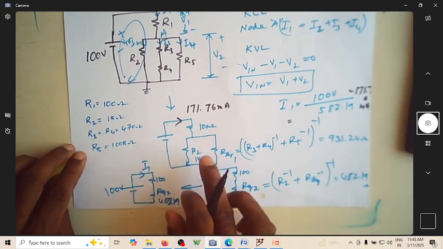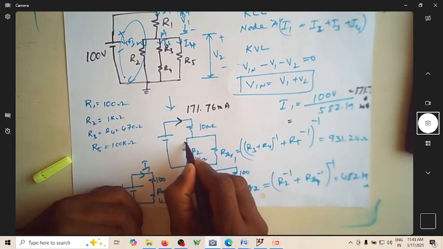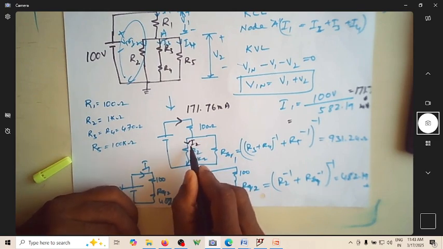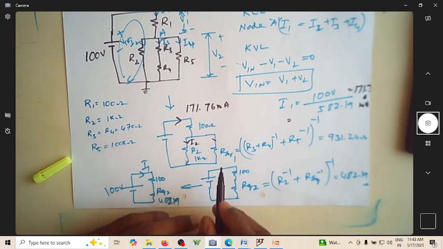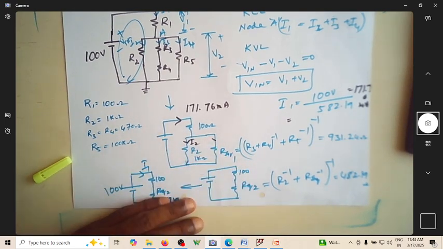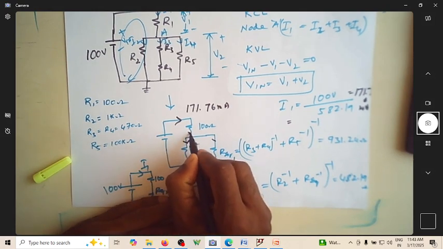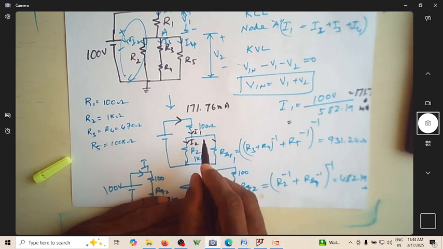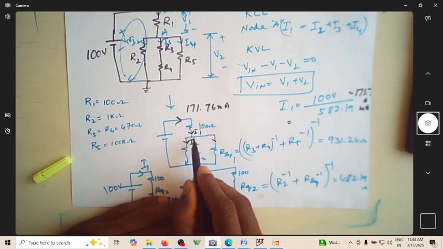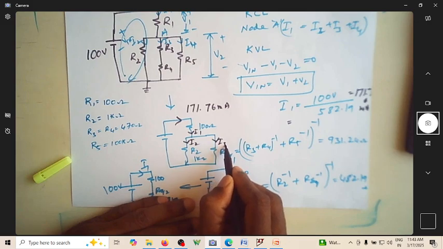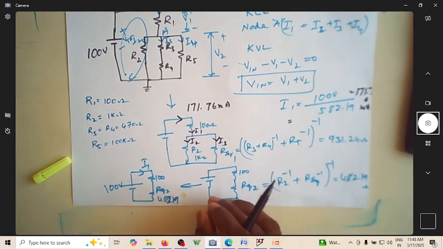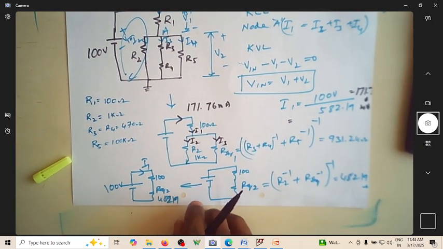So once you know I1, I want to know what I2 is. To know I2, what you should know is, as we found in the previous case, if you know the main current of these two branches, then it is easy to find I2 as well as I3. So what is I2 now? Let me write the expression for I2 and I3.